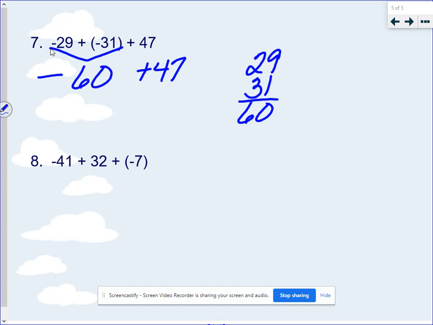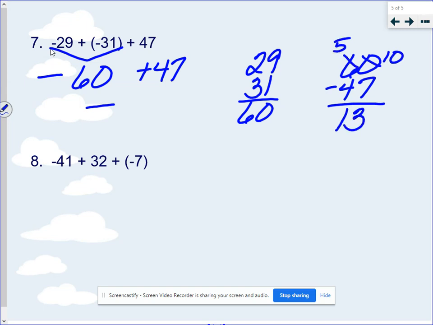Now we are faced with different signs. So we go back to that little rhyme, different signs, take the difference, keep the sign of the larger. Well, our larger number is 60, so our answer is going to be negative. We take their difference. And we get negative 13. So we did this problem in 2 steps. One time we used our same sign, take the sum, keep the same sign. The next time we used our different sign, take the difference, keep the sign of the larger. And our final example.